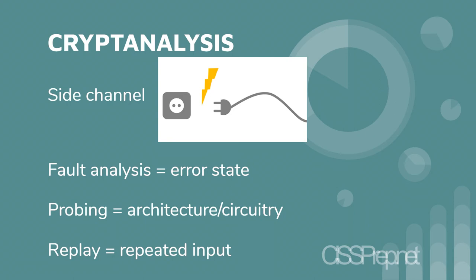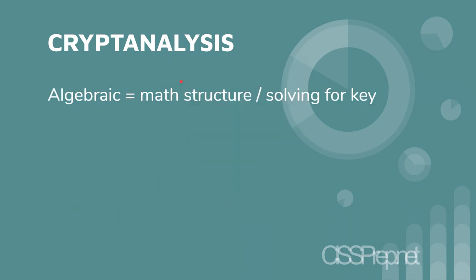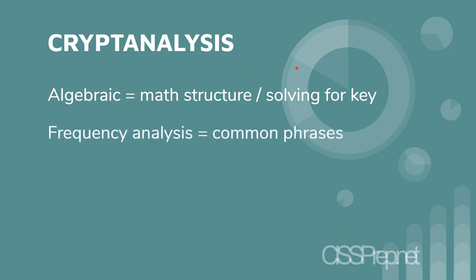Replay is basically when they send repeated input files in order to damage the processing. Moving along, we have the algebraic attack, and this relies on the math structure of the block cipher, and it's basically trying to solve for the key. Then you have frequency analysis, and frequency is when it looks for common phrases or common patterns in the ciphertext.